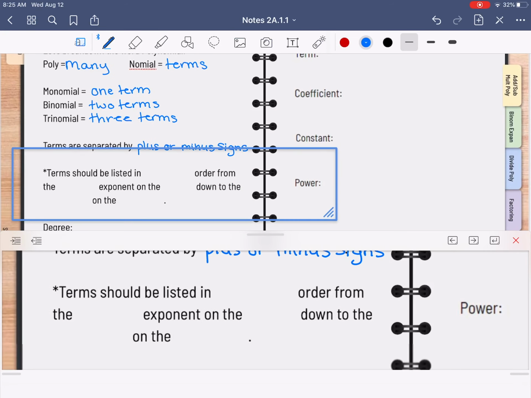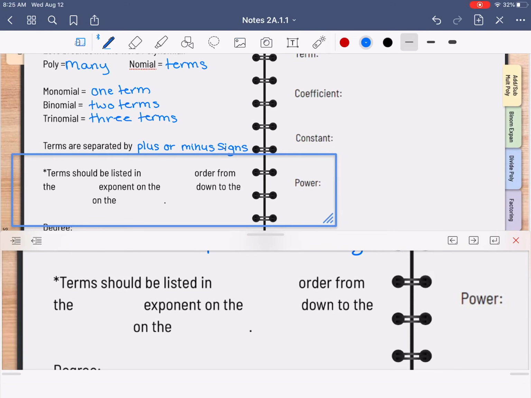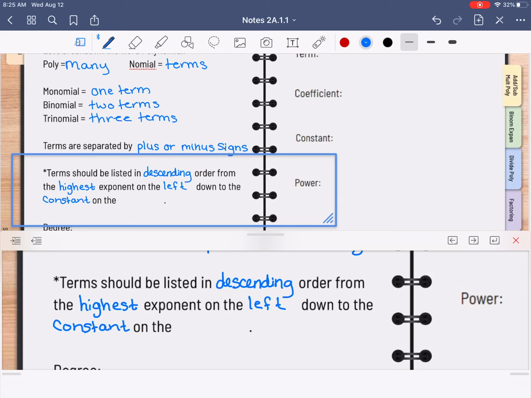All right, this next part says terms should be listed in descending order. Descending means going down. So it's descending order from the highest exponent on the left down to the constant, which is another word that we're going to define, on the right. Whatever your highest exponent is, you want to put that on the left side, like we read from left to right, and then you work your way down, your exponents go down.